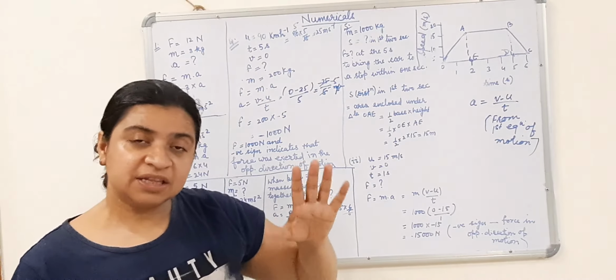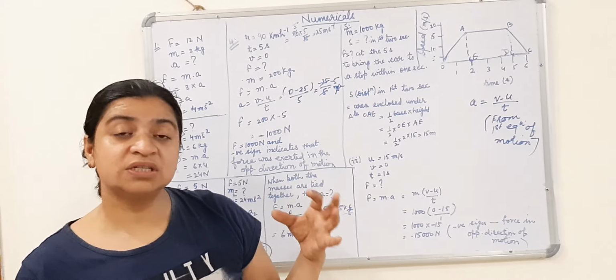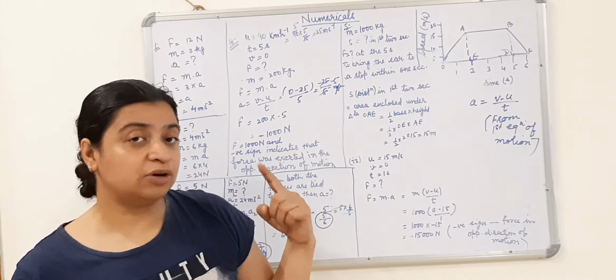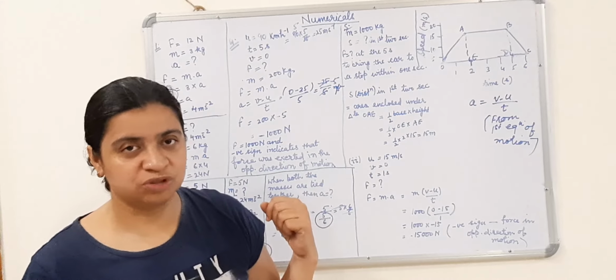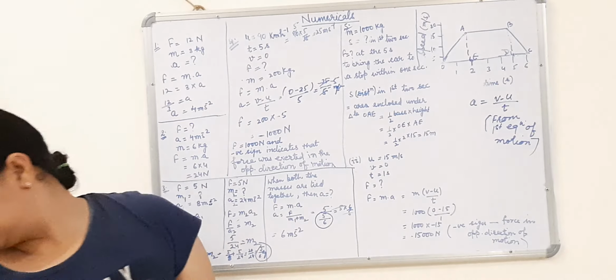But which direction is this 15,000 Newton of force required to be applied? It is required to be applied in the opposite direction of motion. That is done, again here, by the brakes.